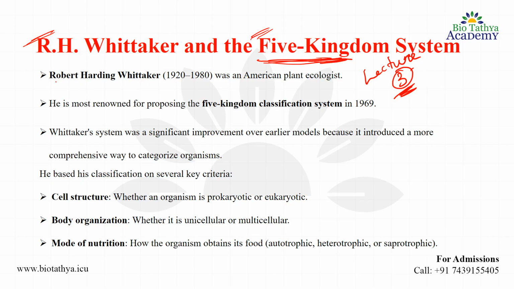So R.H. Whittaker's full name was Robert Harding Whittaker. From 1920 to 1980, he was an American plant ecologist. He is most renowned for proposing the five kingdom classification system. He was behind the introduction of this system, so obviously he is very renowned because of the introduction of this five kingdom classification in the year 1969. Now, Whittaker's system was a significant improvement over earlier models.